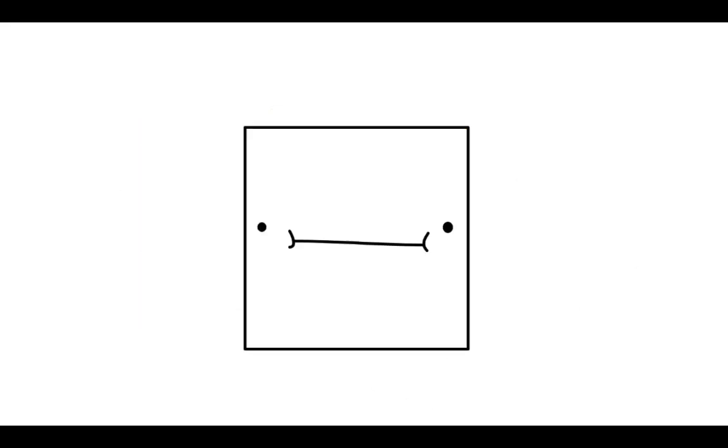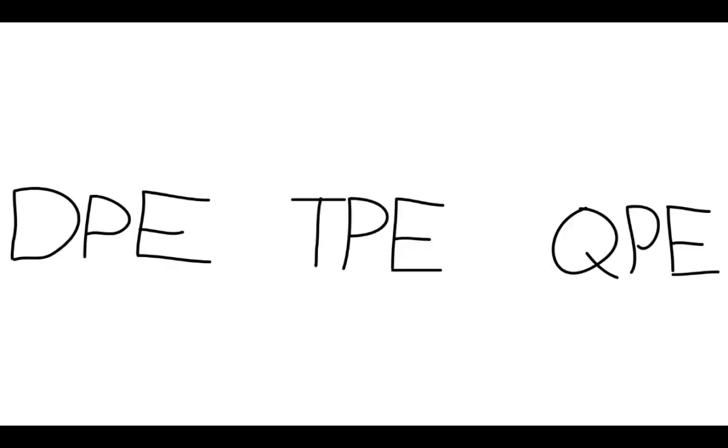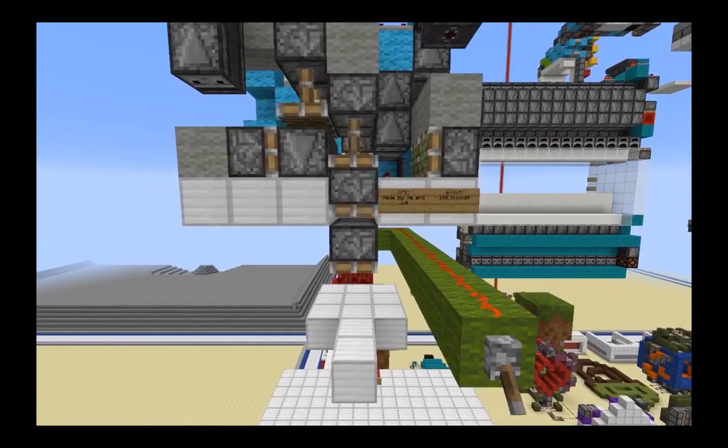Zomba door: only uses comparators, hoppers, droppers, chests, pistons, and blocks. Directional: your door only works in certain directions. DPE, TPE, and QPE: short for double, triple, and quad extenders. Fold out: the layout gets moved by other pistons, therefore folding it out.